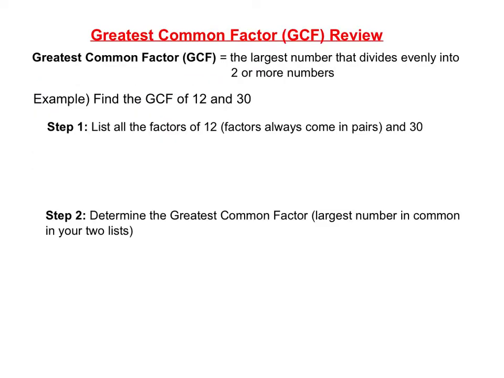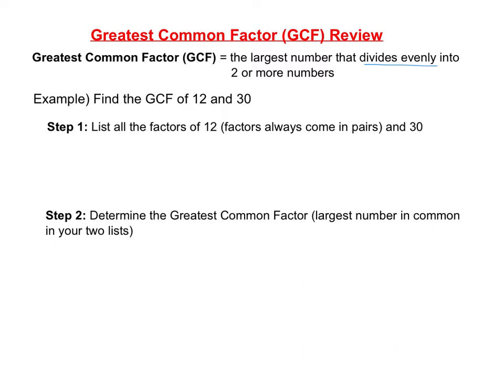We're going to begin today by reviewing greatest common factor. I'm sure you've heard of this before. Greatest common factor, which we abbreviate as GCF, is the largest number that divides evenly into two or more numbers. So it's the largest factor that two numbers have in common. To find the greatest common factor of two numbers, you can look at all of the factor pairs and find the greatest number that is a factor of both your two numbers.